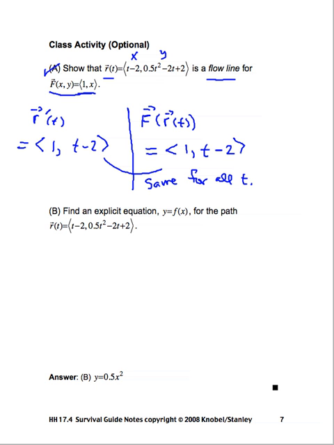And we can actually eliminate the parameter and find exactly what this path is just by working with our parametric equations, x equals t minus 2. And so if I solve for t in this equation, I get t is equal to x plus 2.